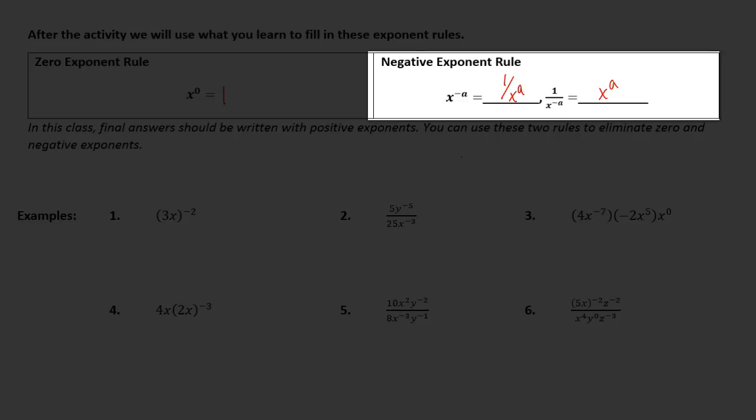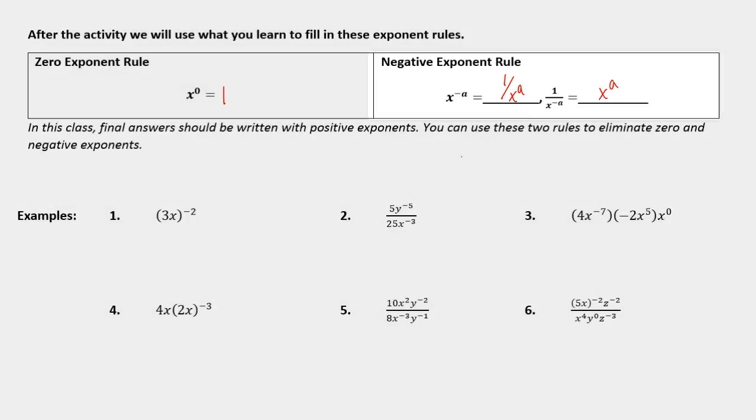Now the negative exponent rule is telling us that if you have a negative exponent, we can change its location to make it a positive exponent. If it's in the numerator, like x to the negative a power, we can move that to the denominator to make that exponent positive. So it'd be 1 over x to the a. Now, if it's already in the denominator, then to make it a positive exponent, we move it to the numerator.